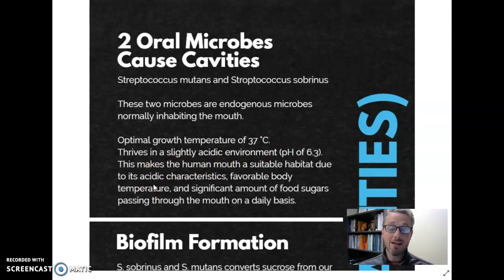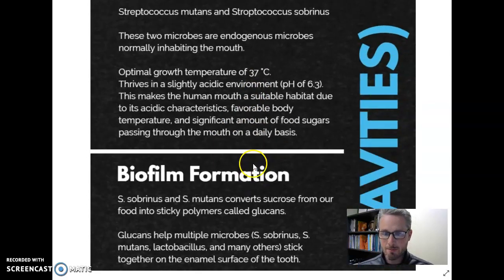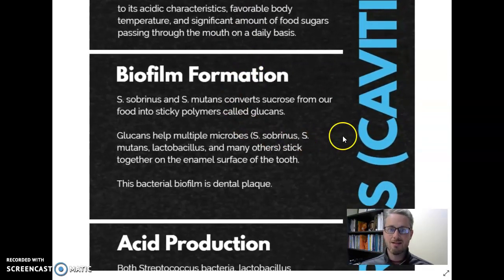By living in the mouth, they're exposed to abundant food sources, so this makes the mouth a really great habitat for these microbes. Now let's think about what they do that causes cavities. So the first thing that happens is that these microbes contribute to biofilm formation. So biofilm is just when a bunch of different kinds of bacteria stick together on a surface, and they help one another grow on that surface.